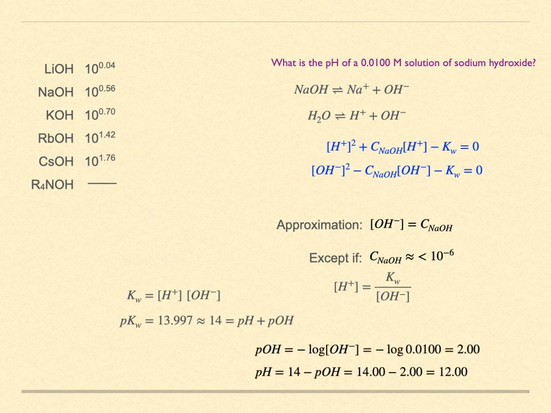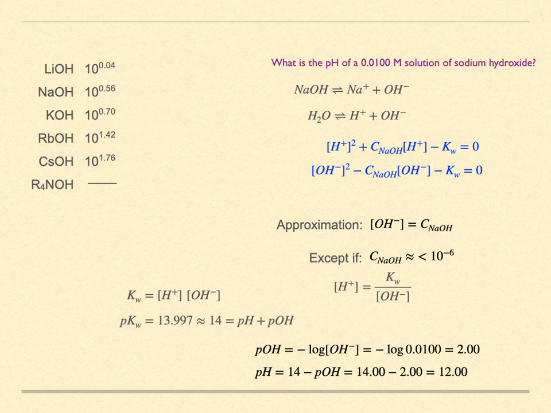Our approximation is that the hydroxide concentration is 0.0100 molar, the formal base concentration. The pOH is 2. The question is asking for pH, which must equal 14 minus pOH, which equals 12. The problem is readily solved.